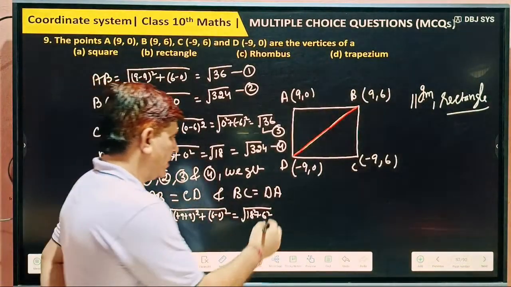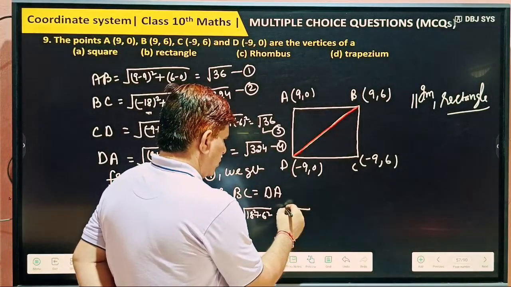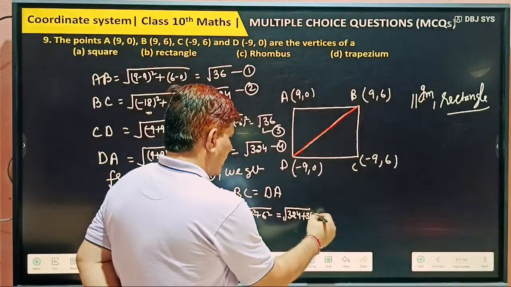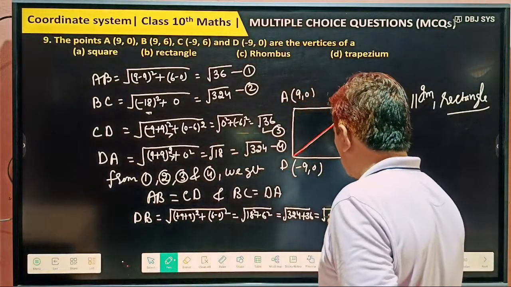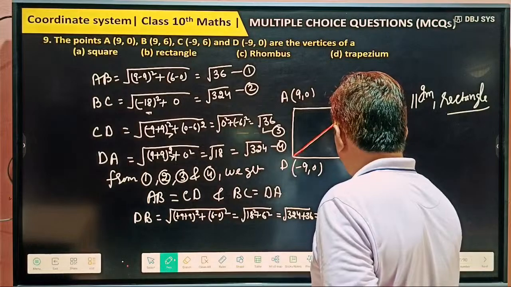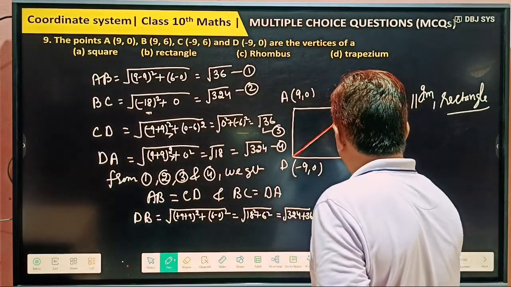So how much is this? This is equal to under the root 324 plus 36, which is equal to under the root 360. This is our fourth we have taken. So this is fifth we have taken.